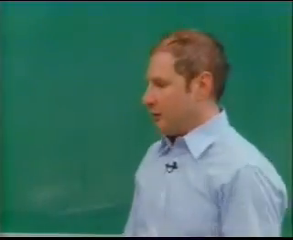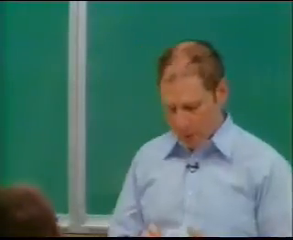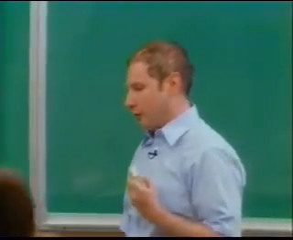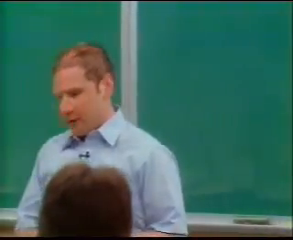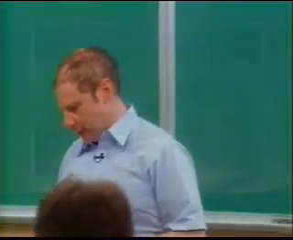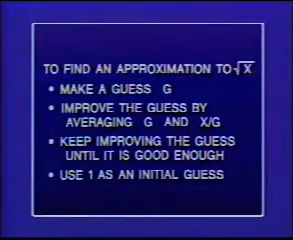Let me show you by, again, looking back at square root. Let's go back to this square root algorithm of Heron of Alexandria. Remember what that said? It said to find an approximation to the square root of x, you make a guess. You improve that guess by averaging the guess and x over the guess. You keep improving that until the guess is good enough.